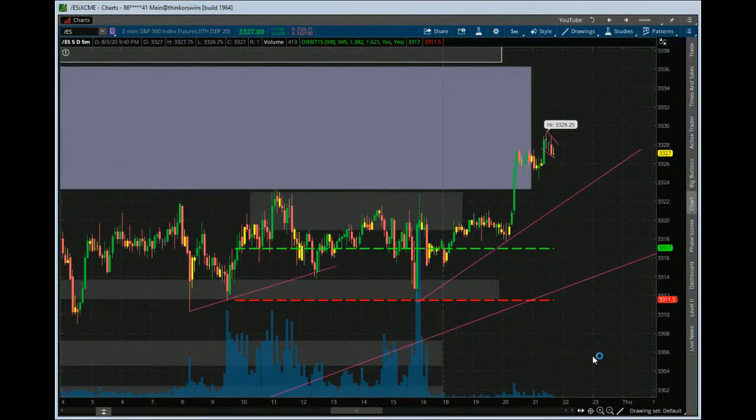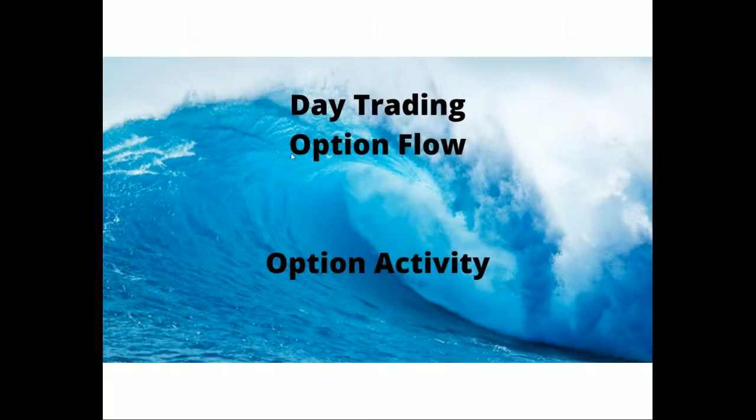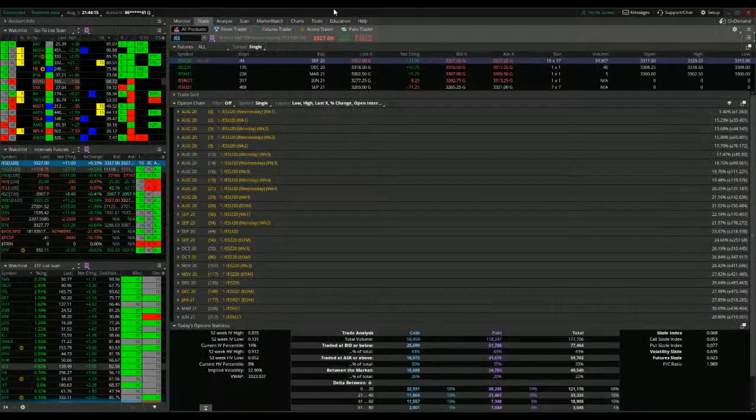Okay, so good stuff. So today we're going to be continuing our discussion on option flow, and today we're going to be talking about option activity. So by option activity, I don't mean unusual option activity or general option activity. What I mean is the actual tool in Thinkorswim, which is basically option statistics, right?